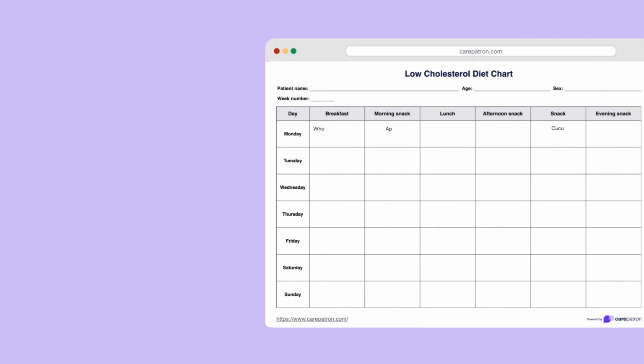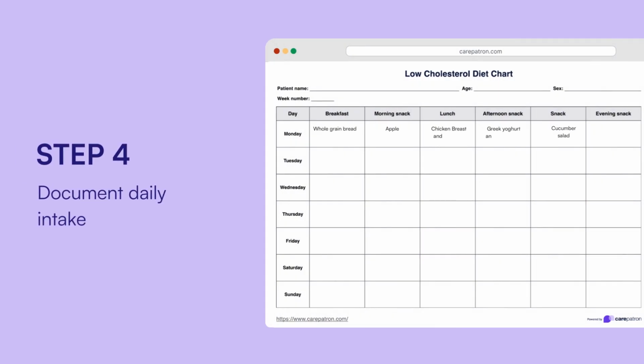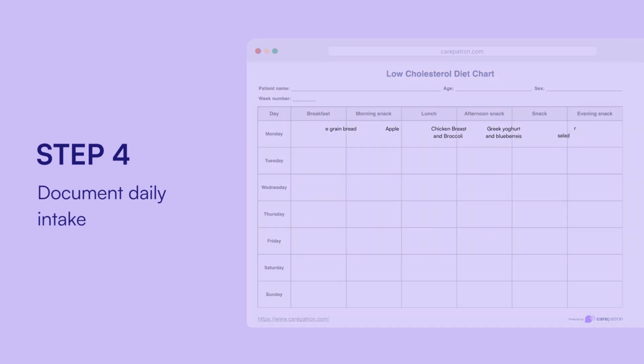Document daily intake. Patients should document their food intake in the chart as they consume their meals. This practice helps them track what they eat and fosters accountability and adherence to their low cholesterol diet plan. Encourage patients to be honest and detailed in their entries, noting portion sizes and preparation methods.